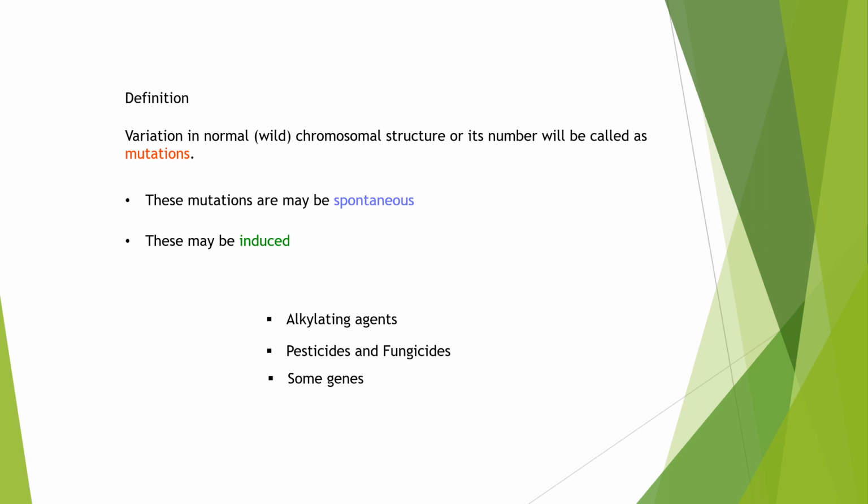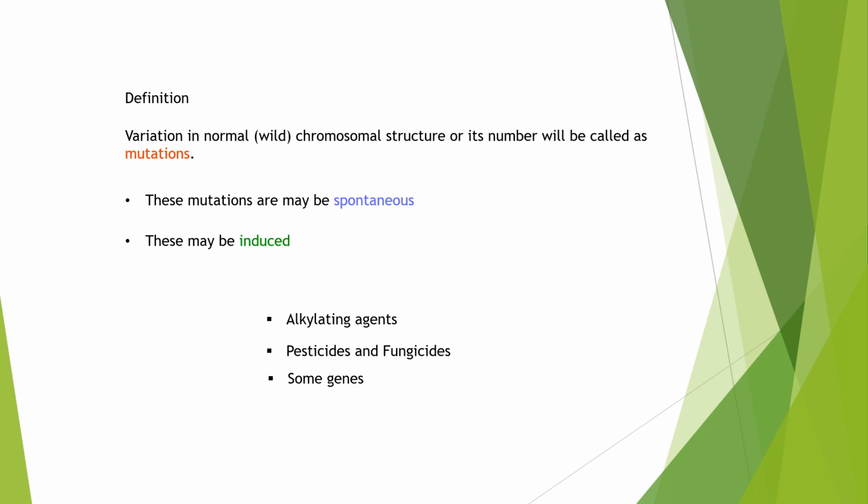Structure means, if suppose in the normal case a chromosome has a particular length and because of a deletion there is a change in the length of the chromosome, we call it a structural type of mutation. At the same time, if we have one set of chromosomes and after the mutation we find two sets of chromosomes, we call it numerical mutation or numerical aberration.